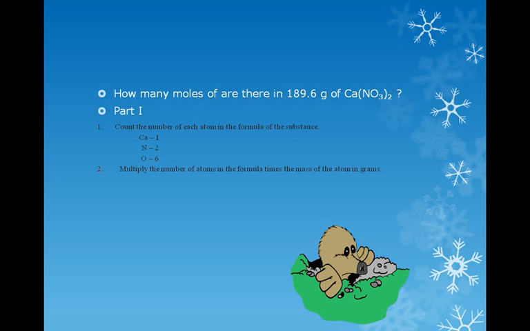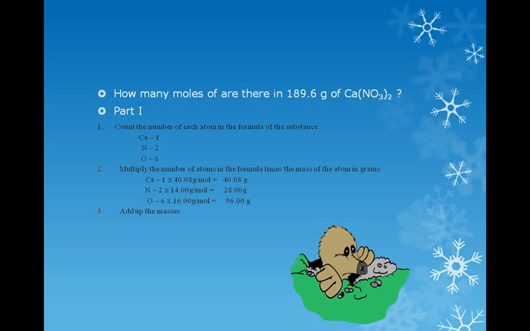Multiply the number of atoms in the formula times the mass of the atom in grams. So, calcium has an atomic mass of 40.08. You multiply 1 times 40.08 grams, we get 40.08 grams. Nitrogen has an atomic mass of 14. We multiply 2 times 14 and we get a mass of 28. And oxygen, which of course there are 6 of those, each one has an atomic mass of 16. So we multiply 6 times 16 grams to give us 96.